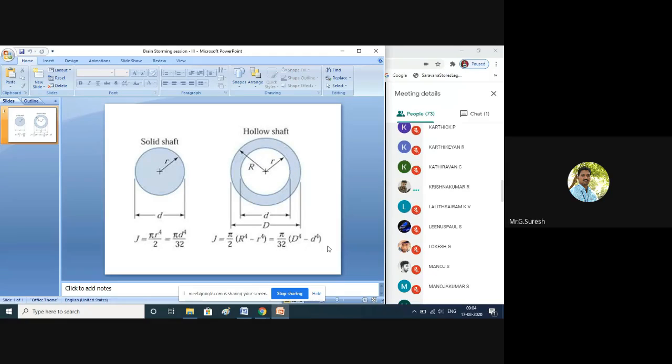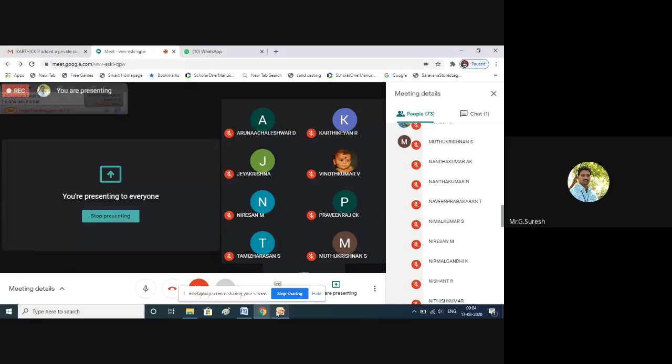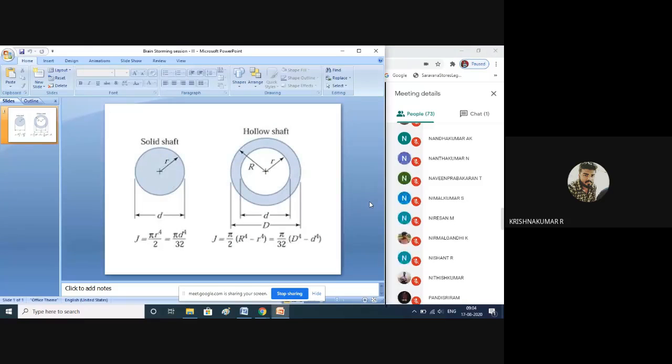Krishna Kumar, are you able to hear me? Yes, sir. What is J, Krishna Kumar? Polar moment of inertia. Good, Krishna Kumar. You are coming out with the right answer. Polar moment of inertia. Okay. How does the polar moment of inertia play the major role in transmitting the motion as far as the solid shaft as well as the hollow shaft is concerned? This is today's question.